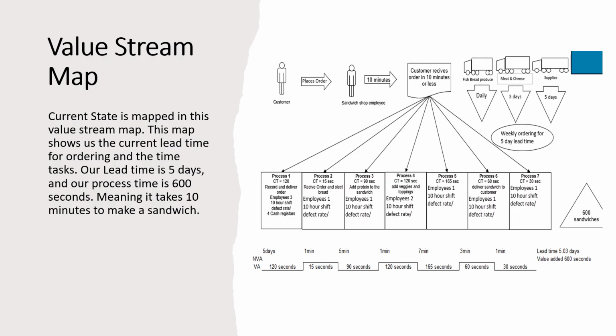So this is our value stream map. Our current state is mapped in this value stream map. This map shows the current lead time for ordering and the time for tasks. Our lead time is 5 days and our process time is 600 seconds, meaning it takes 10 minutes to make a sandwich. This shows process 1 through 7, all the different little pieces to make the sandwich and how long it takes to get to the whole 10 minutes, creating 600 sandwiches. And then we have the daily, 3-day, and 5-day different ordering, what is coming in on those days.